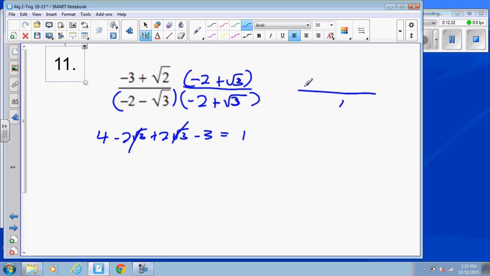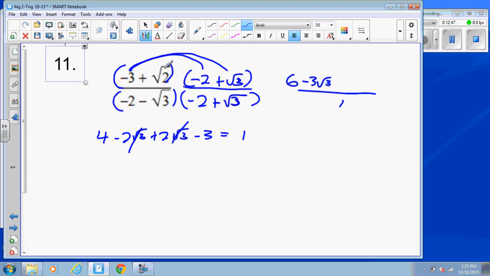The top is where it gets a little tricky, because I have to do FOIL here as well. So the first terms, that's negative 3 and negative 2. Negative 3 times negative 2 is positive 6. And I say negative 3 times the square root of 3 is minus 3 square root of 3.